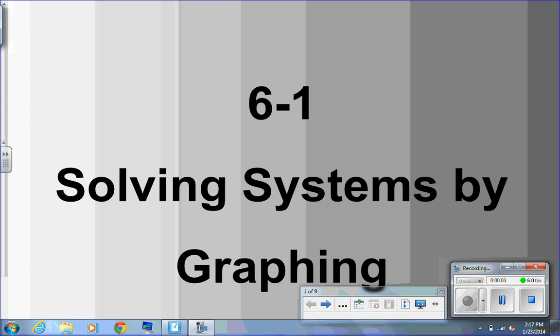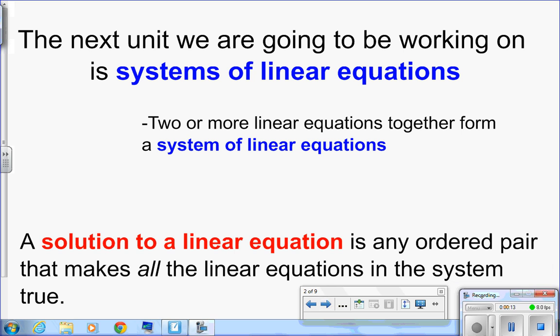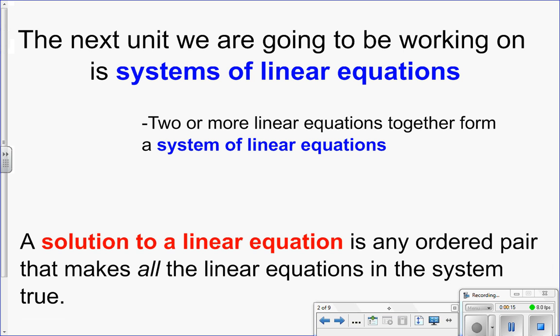Hello, today we're going to start chapter 6 with section 6.1, solving systems by graphing. So let's get into definitions first. Next unit we are going to be working with systems of linear equations. A system of linear equations is a set of two or more linear equations together. And I'll show you what that means.